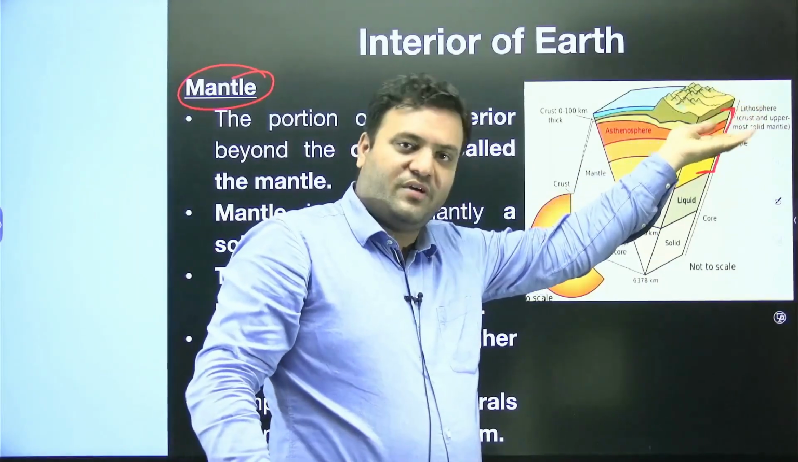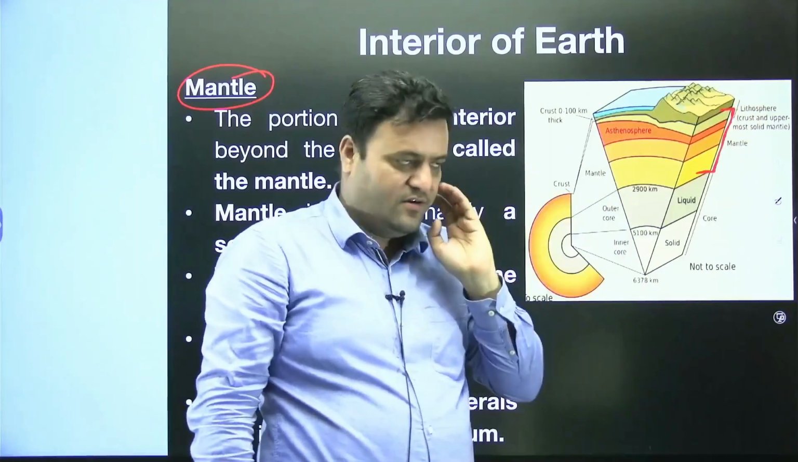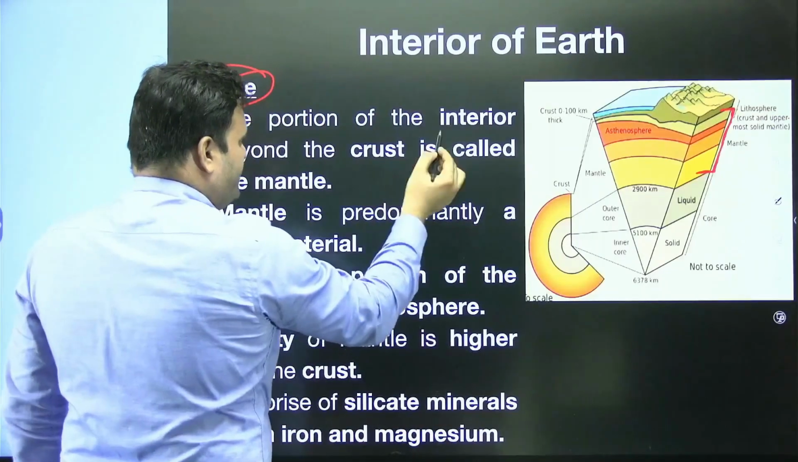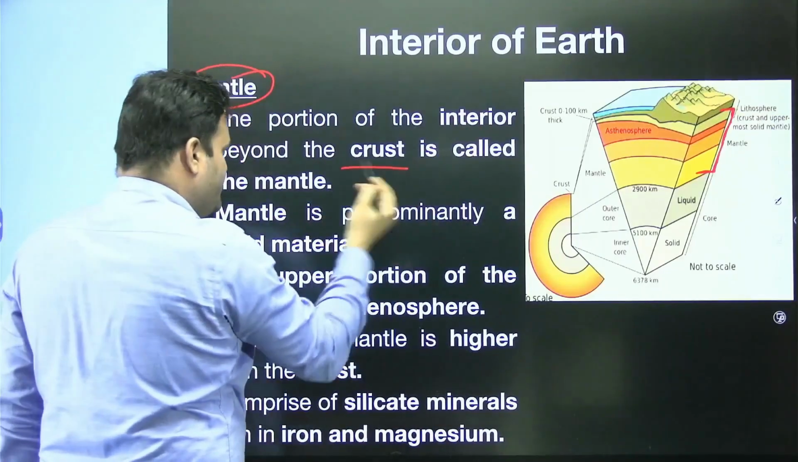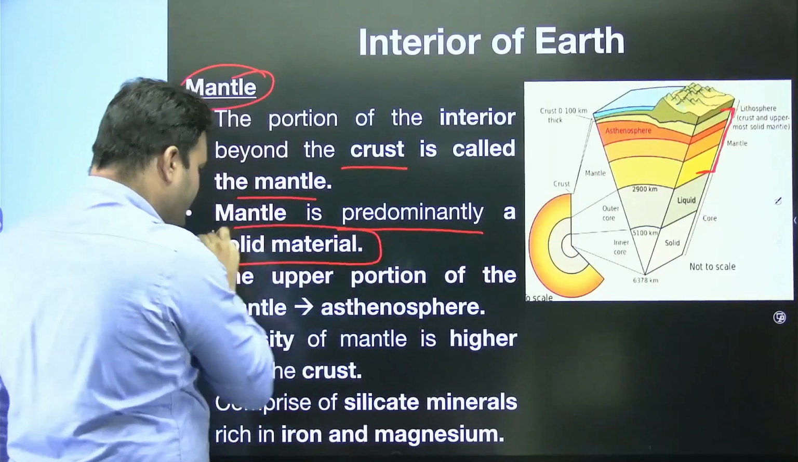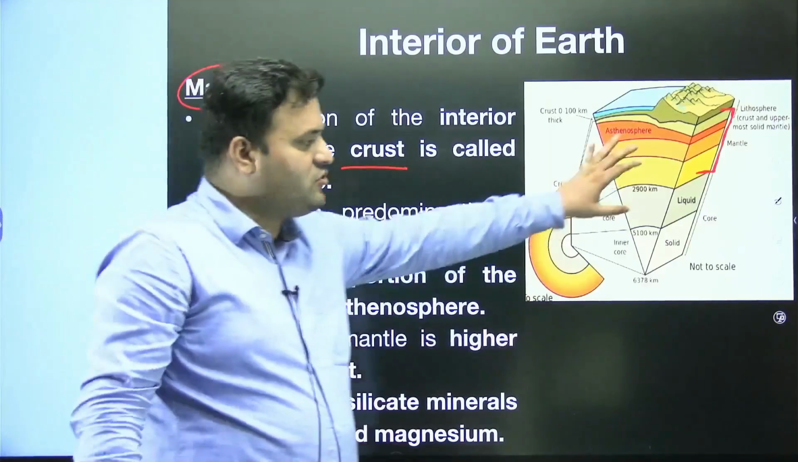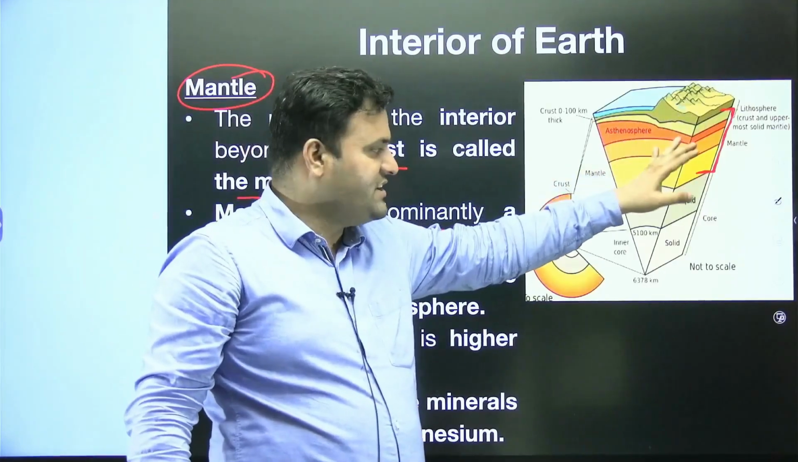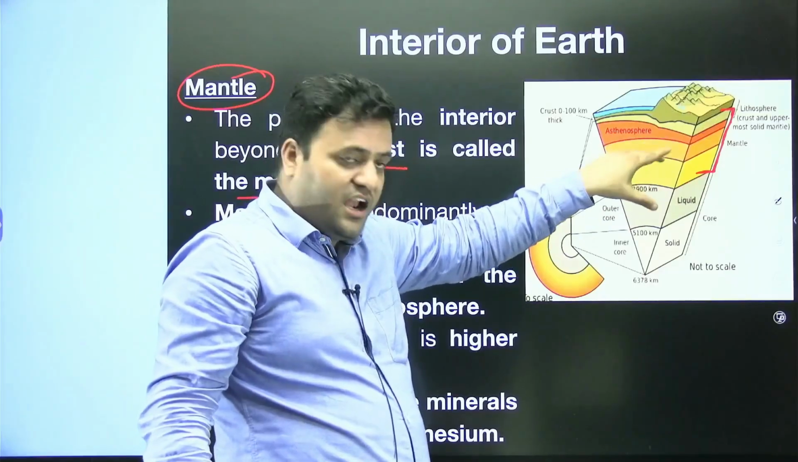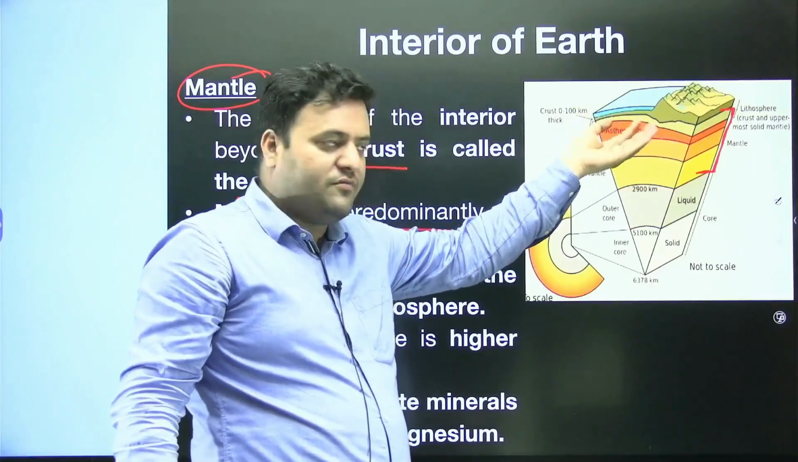After the lithosphere in the mantle we have the asthenosphere. So mantle is basically the portion which is beyond the crust. And mantle is predominantly a solid material. Here we have solid rocks. After the asthenosphere we have solid rocks, and above the asthenosphere we also have solid rocks.